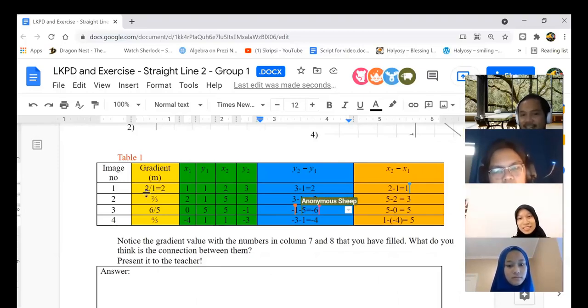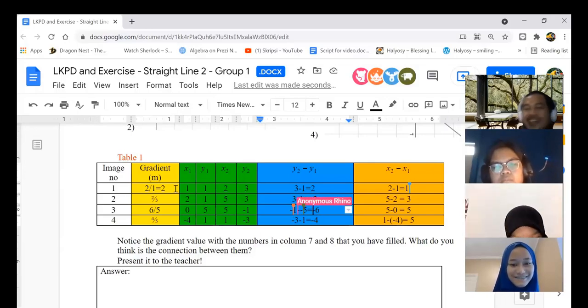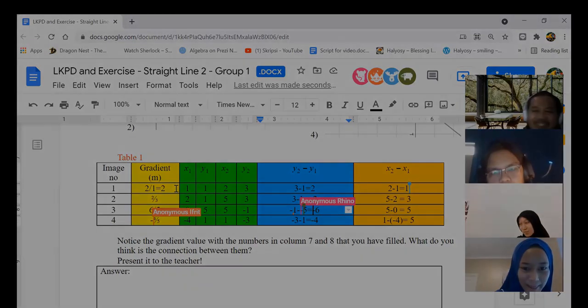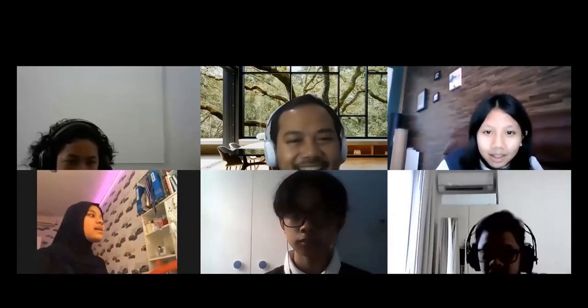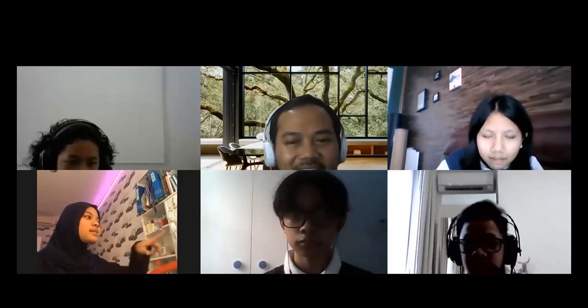For the gradient here, be careful. Sorry, just add a negative. Yeah, just add a minus. Connection between the points' coordinates. Answer first, conclusion first before. Ya, soalnya ini Evan already wrote it.